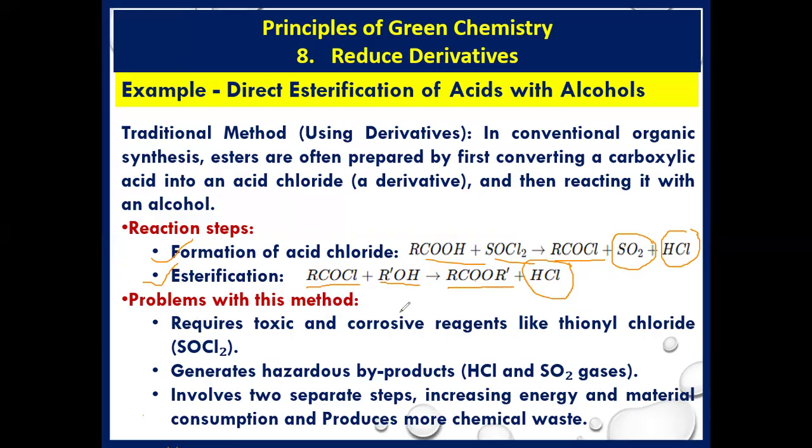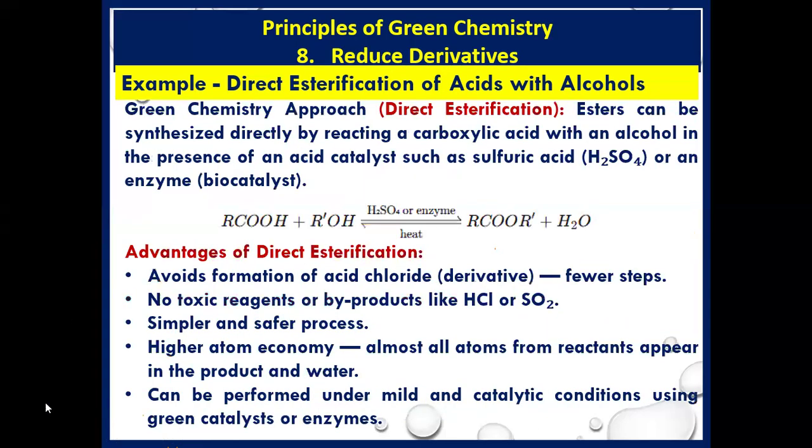So the problem with this method is it requires toxic and corrosive reagent like thionyl chloride, SOCl2, which is toxic. It generates hazardous byproducts like HCl and the sulfur dioxide gases. It involves two separate steps, increasing energy and the material consumption, and produces more chemical waste. So this is the traditional method to synthesize the ester, or we can say this is the traditional method of the esterification reaction. But by using the green chemistry eighth principle, we can synthesize the ester in the single step.